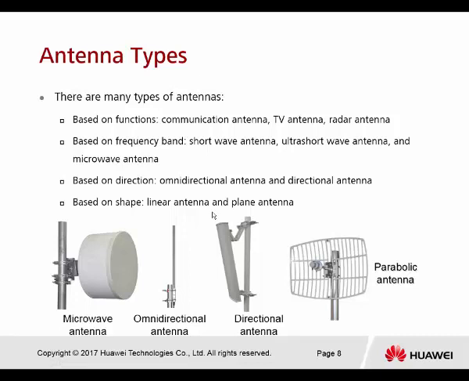So these are the antenna types. There are many types of antenna. Based on function: communication antenna, TV antenna, or radar antenna. Based on frequency band: the shortwave antenna, the ultra shortwave antenna, and the microwave antenna. Based on direction, there are only two types: omnidirectional or directional antenna. For the shape: linear antenna and plane antenna. Okay, below here are some example antennas.